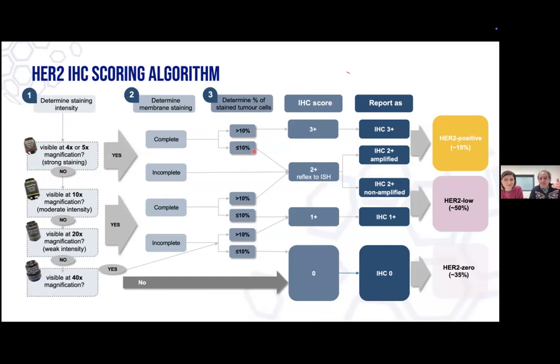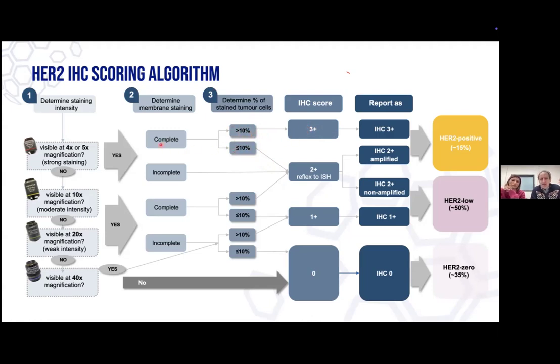Is it less than or equal to 10%? Well, then I think I'll do ISH. To be honest with you, most of us, if we see heterogeneous staining, even if it's more than 10%, say, I think I'd like to see an ISH here, just in case. So this is a guidance, but by and large, you could report it as 3+, even if it's 20% of cell staining.